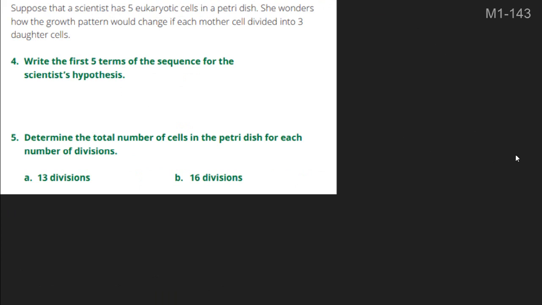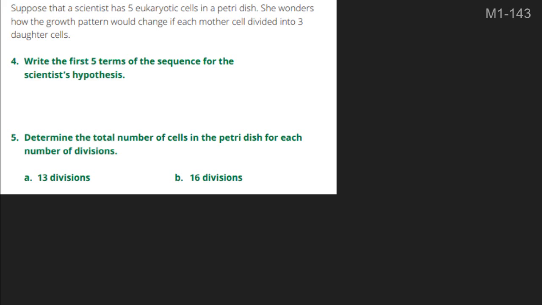Now, moving on to the next page, which is 143, we are supposed to suppose that now there's 5 cells starting out in the Petri dish, and the growth pattern is going to change. Now it's going to be divided into 3 daughter cells each term. We're supposed to write the first 5 terms in the sequence, and then determine the number of cells after different divisions here at the bottom.